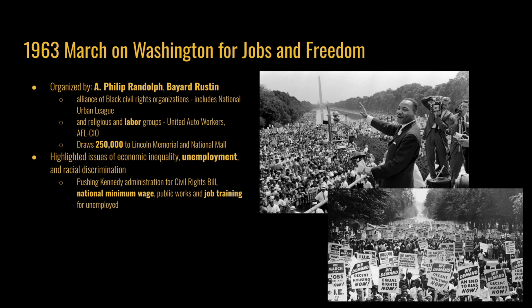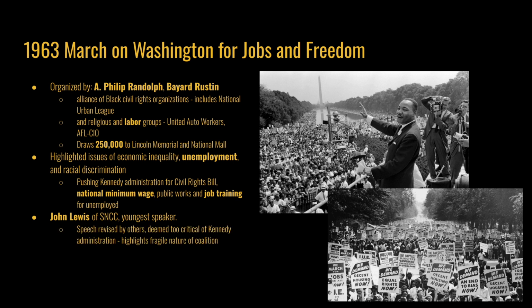Out of the 12 speakers at the event, John Lewis of SNCC was the youngest. His speech was seen as the most militant of the day, reflecting the frustrations of younger activists with the slow pace of change. However, his speech was revised just hours before delivery after some participants deemed it too critical of the Kennedy administration and the proposed civil rights bill, which Lewis felt was too weak. This incident underscored the fragile nature of the coalition behind the march, revealing tensions between the more radical elements of the movement and its moderate allies.